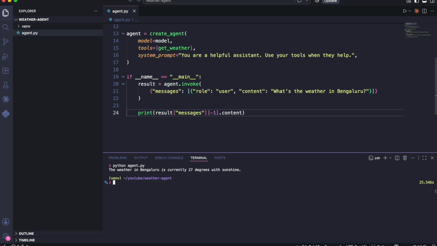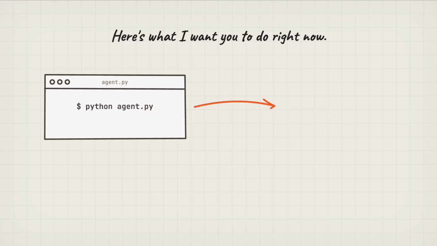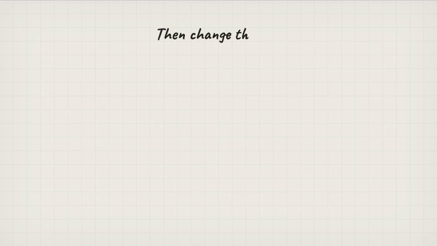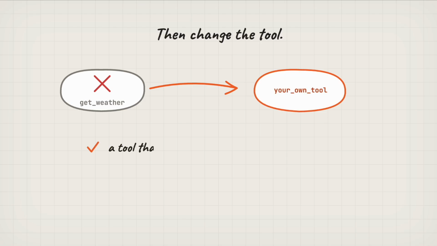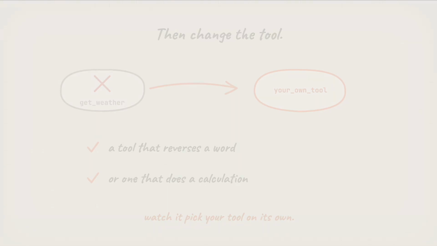So let me leave you with one task to do today and where we go next. Here is what I want you to do right now. Take this exact code, run it, and get your first agent talking, all on your own machine. Then change the tool. Instead of weather, make a tool that does something you care about. Even something small, like a tool that reverses a word or one that does a calculation. Once you see the agent pick your own tool on its own, the whole idea will make a lot more sense than just watching me do it.